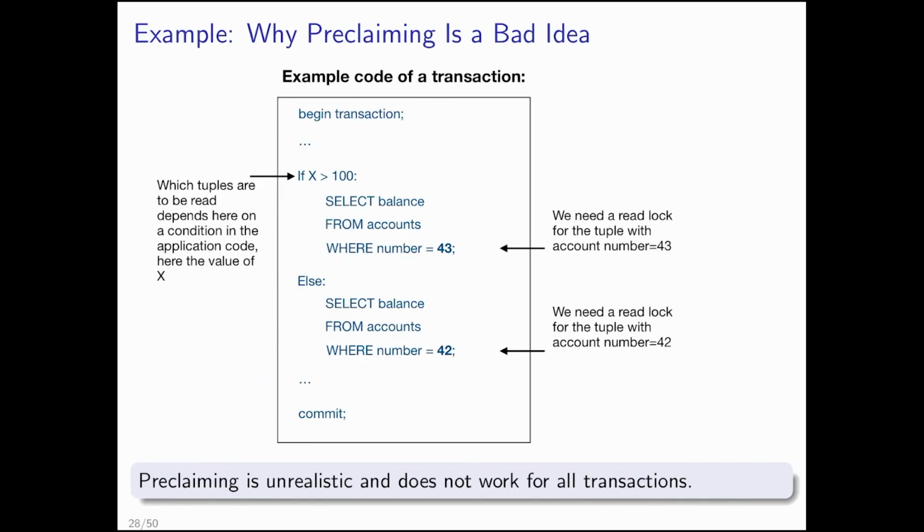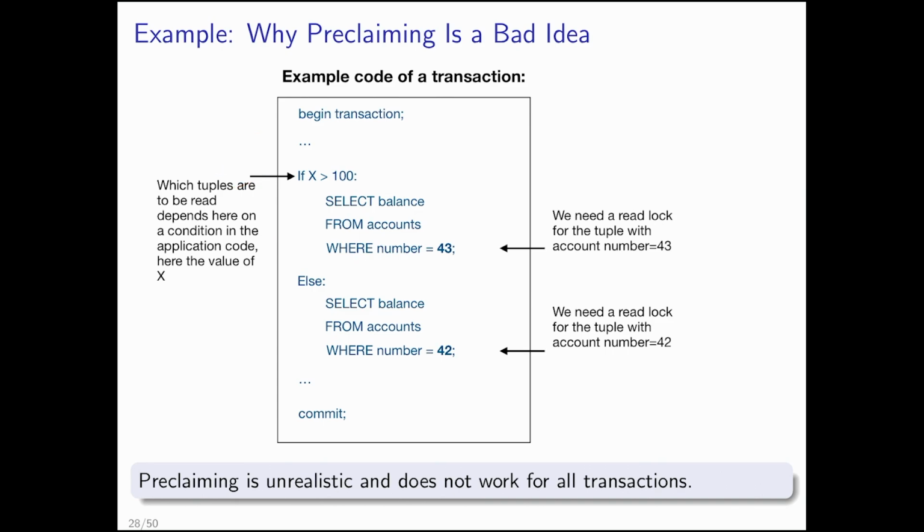Yeah, so here's an example for pre-claiming, and why that is a bad idea. This is how your code could look in your application server. You will do a begin transaction and a commit, and there's a condition which selects, based on some variable, which tuples are to be read. It depends on that. Then basically you either run this one or you run that one. Only at this point in time, while running the transaction, do you know what needs to be read.